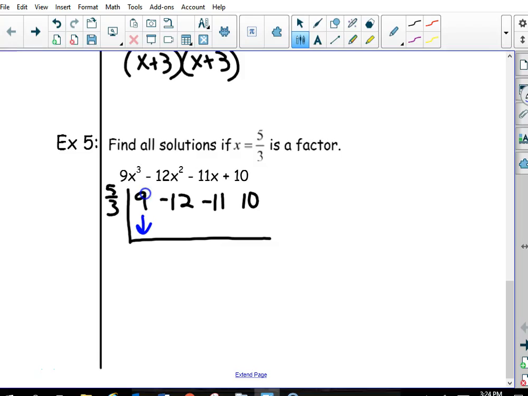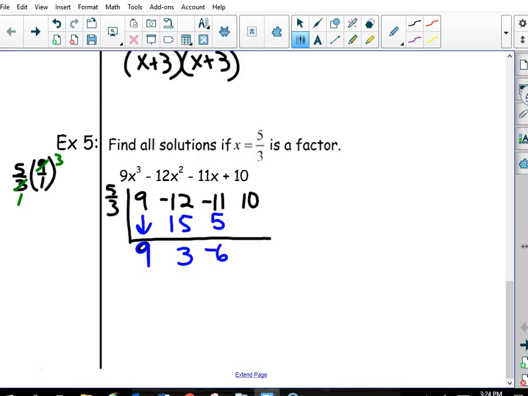Okay, so I start my synthetic division, and 5/3 times 9. It looks like I'm going to get 15. Okay, 3 times 5/3 will give me 5.